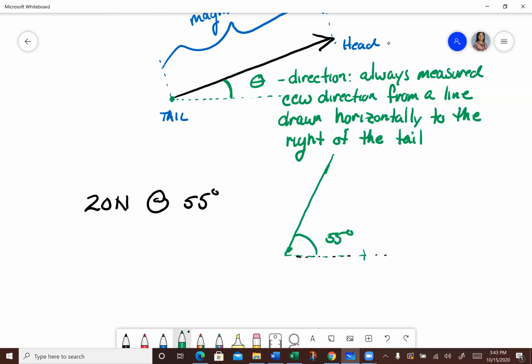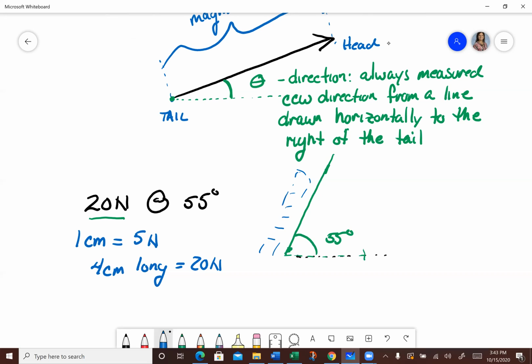But I need the length of it to represent 20 newtons. So to do that, I'm going to have to come up with a scale. Let's say I let 1 centimeter equal 5 newtons. Then I need something that is 4 centimeters long, which would be 20 newtons. So I'm going to lay down my ruler, and I measure out 4 centimeters. And that ends up to be about right here. So that's all the longer that my vector has to be.